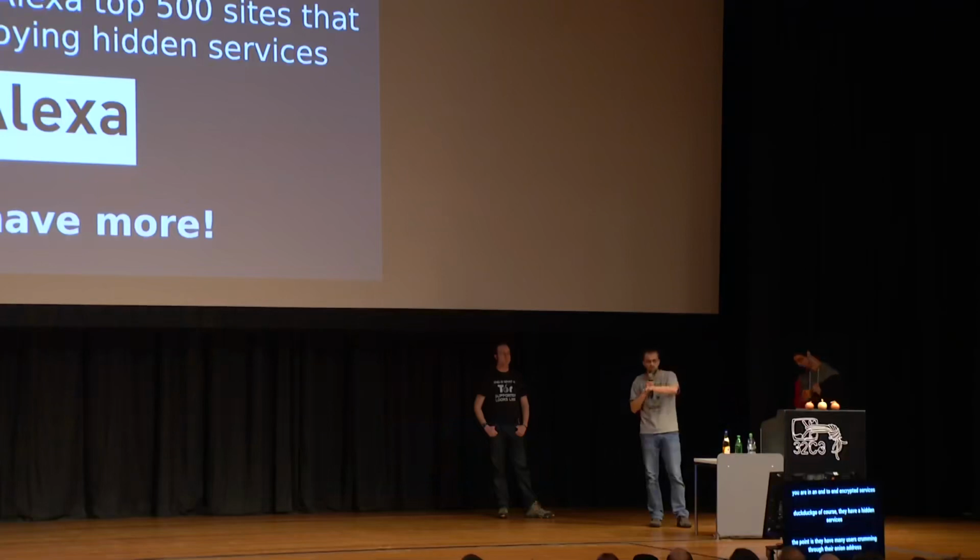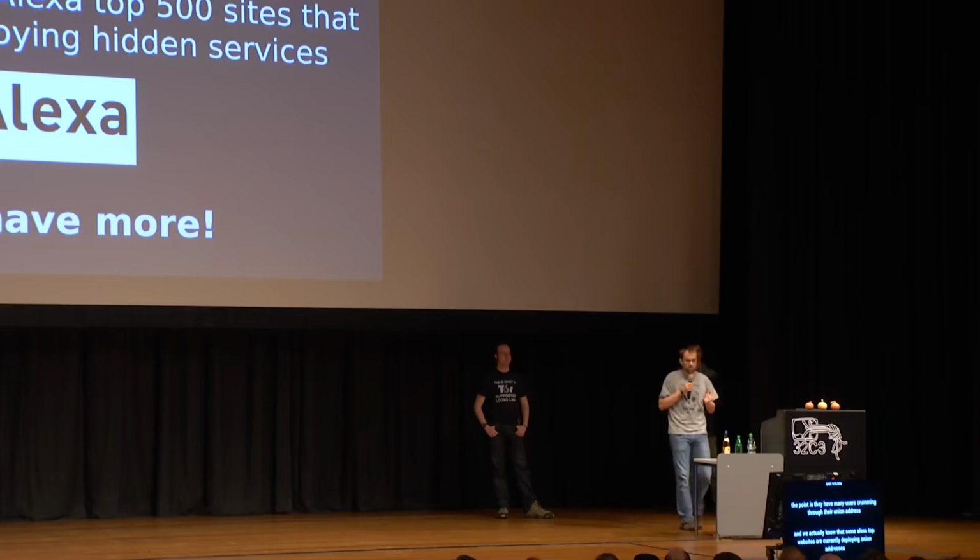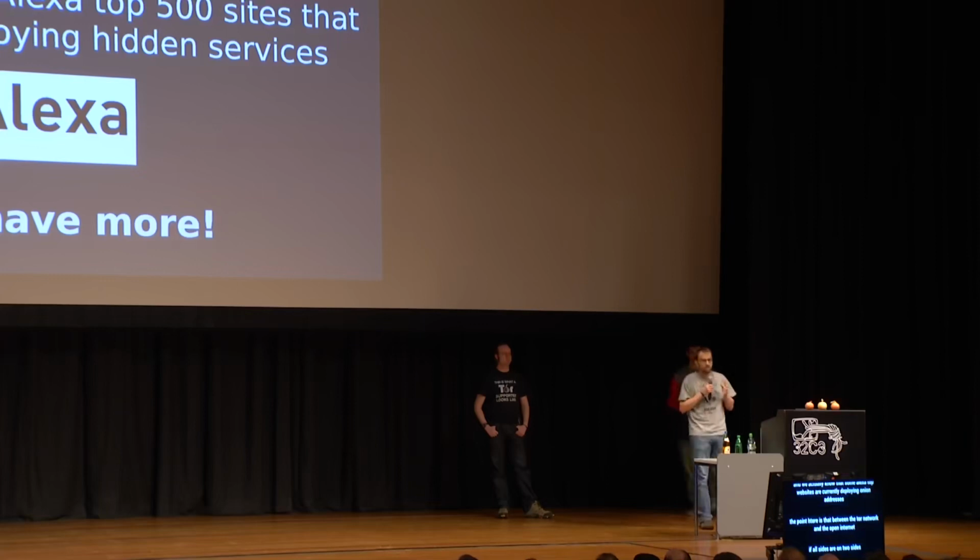The point here is that between the Tor network, the onion space, and the open internet, if all sites are on both sides, it becomes one side. It's just different ways of accessing the information. So please go to your companies, go to your organizations, deploy onion addresses and make them public. Help us have many more.